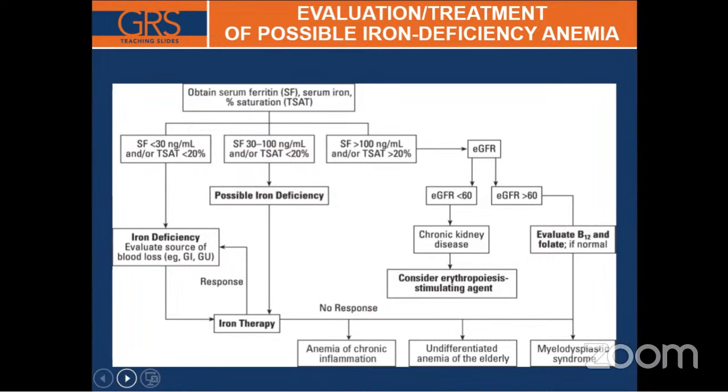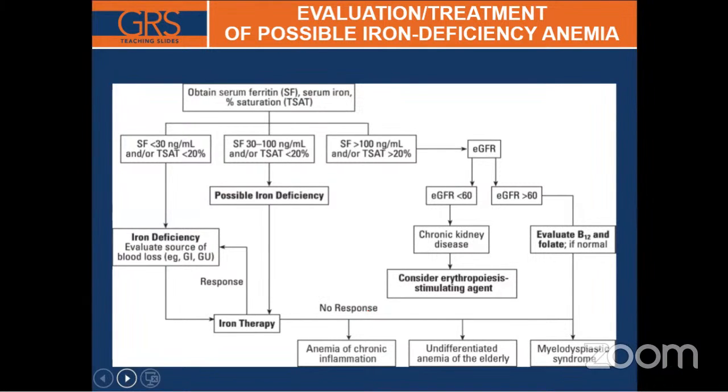If the serum ferritin is more than 100 and the transferrin saturation is more than 20%, this calls for an estimation of the GFR to assess kidney function. If the estimated GFR is less than 60, this is most likely a problem with the kidney and a deficiency of erythropoietin. This is chronic kidney disease and calls for management with an erythropoietin stimulating agent. If, however, the GFR is more than 60, the cause of anemia is most probably a vitamin deficiency, and we evaluate for other causes, which are B12 and folate.